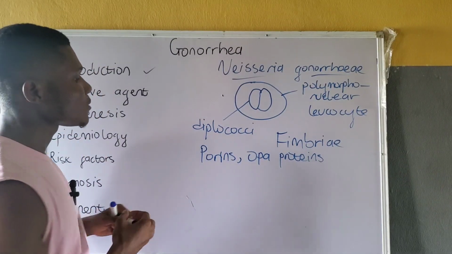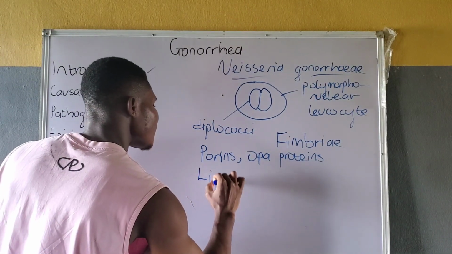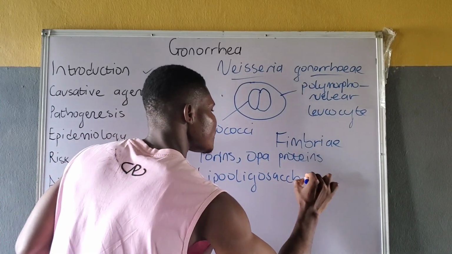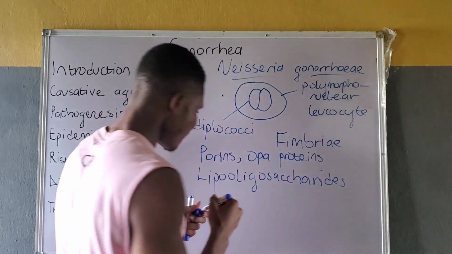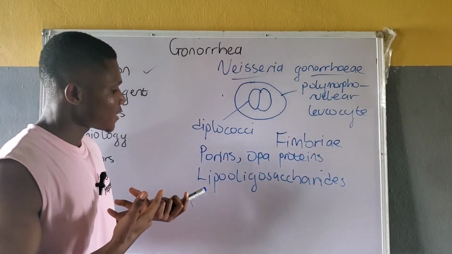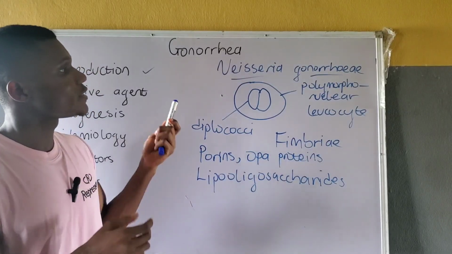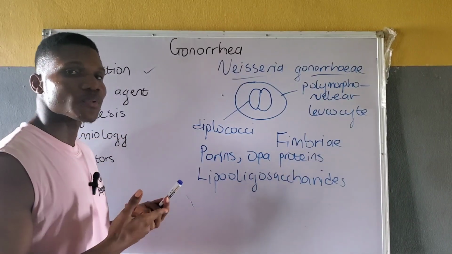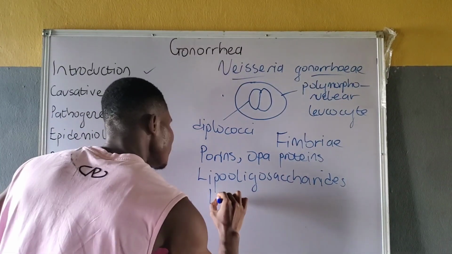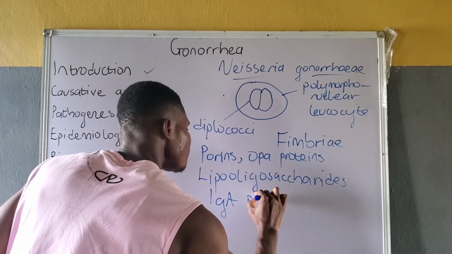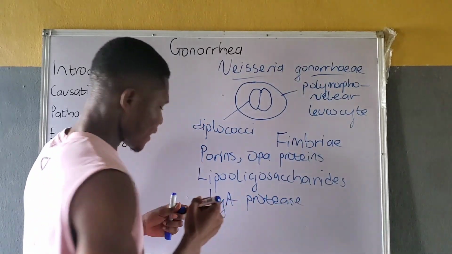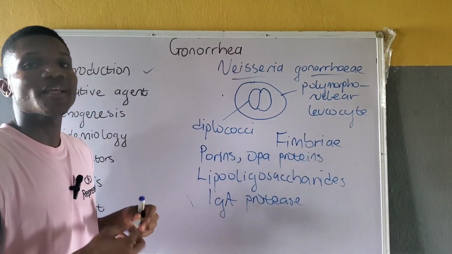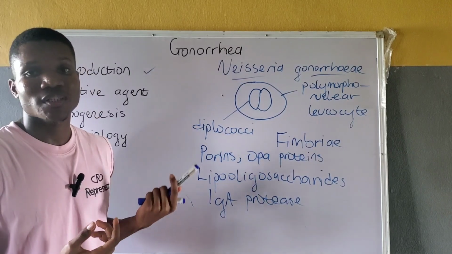Other virulence factors include lipooligosaccharides. Lipooligosaccharides act as an endotoxin, and their presence in Neisseria gonorrhoeae aids in inducing inflammation as well as tissue damage. There's also the presence of IgA protease. IgA protease degrades the secretory IgA, and this enables survival of the bacteria on mucosal surfaces.